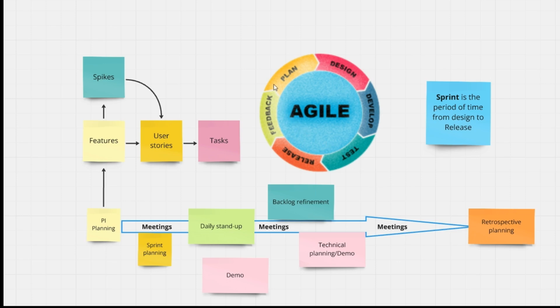So in Agile, we perform these activities through these phases using these tools over these meetings. PI planning is in the beginning of the entire period, which is 1 year or 6 months. But in the beginning of the sprint, we will have sprint planning and we end with the retrospective. I hope this is clear.